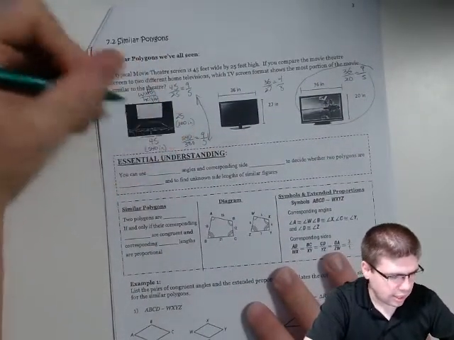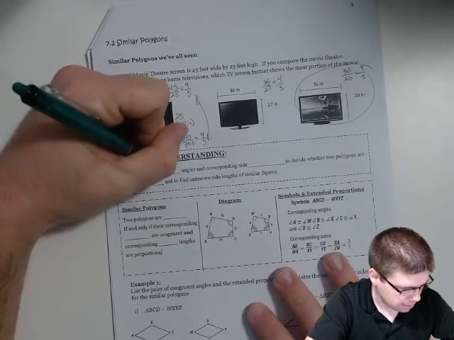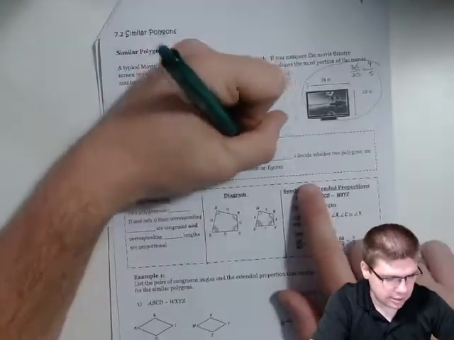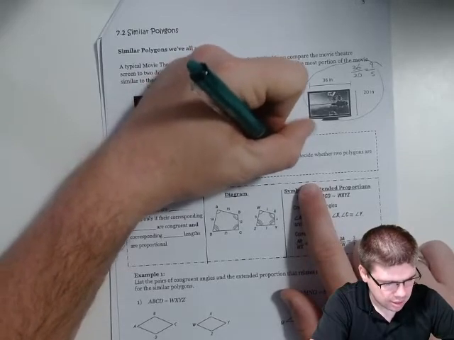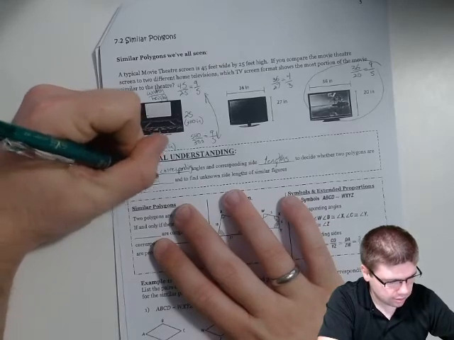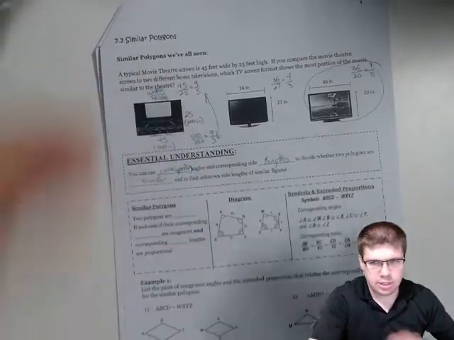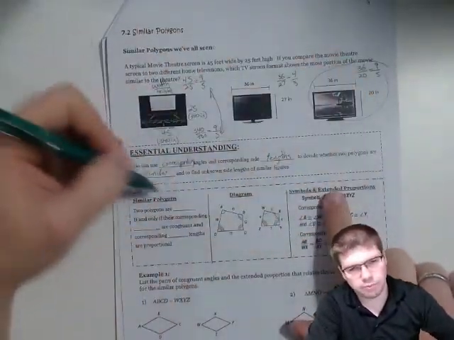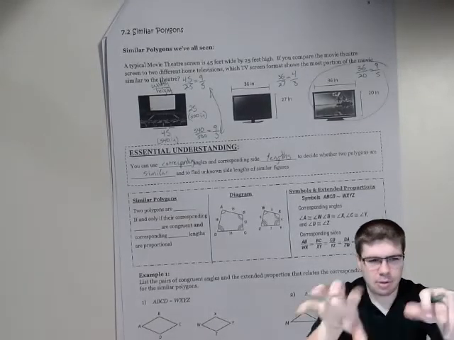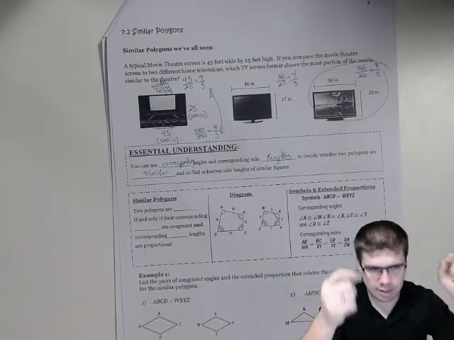you can use corresponding angles and corresponding side lengths to decide whether two polygons are what we call similar, and find unknown side lengths of similar figures. This is kind of similar to what we talked about with congruence a lot. Congruent means the exact same, right? Maybe a different orientation, but all the angle measures are the same, and all the corresponding side lengths are the same.